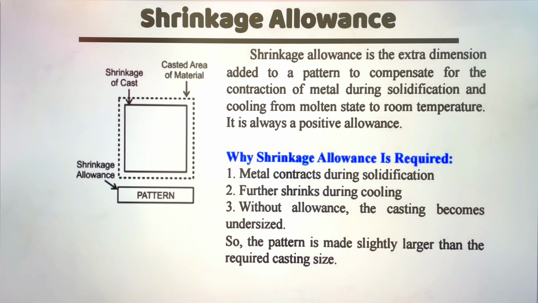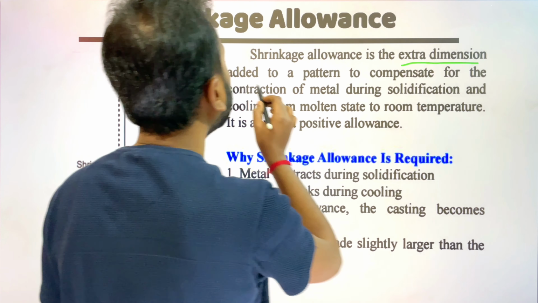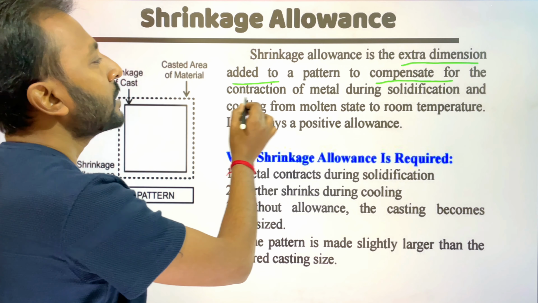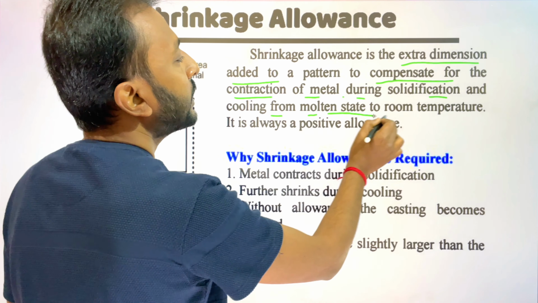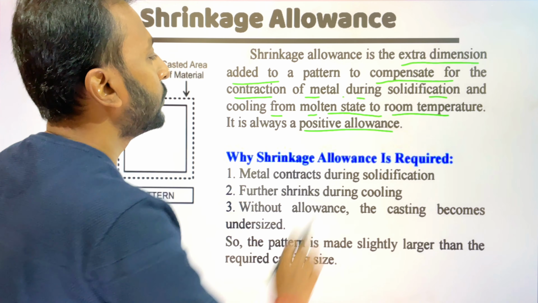So first one is shrinkage allowance. So what is shrinkage allowance? Shrinkage allowance is the extra dimension added to a pattern to compensate for the contraction of metal during solidification and cooling from the molten state to room temperature. So it is always positive allowance.